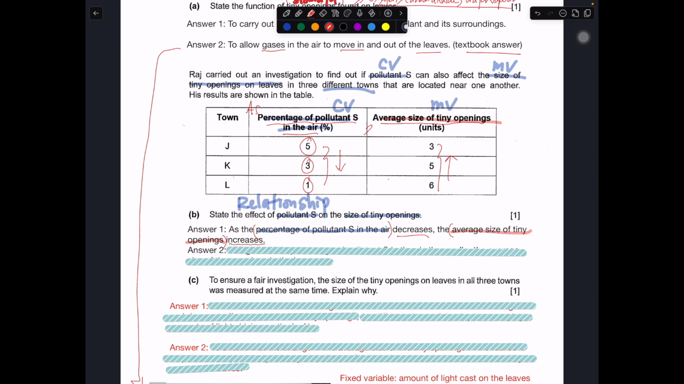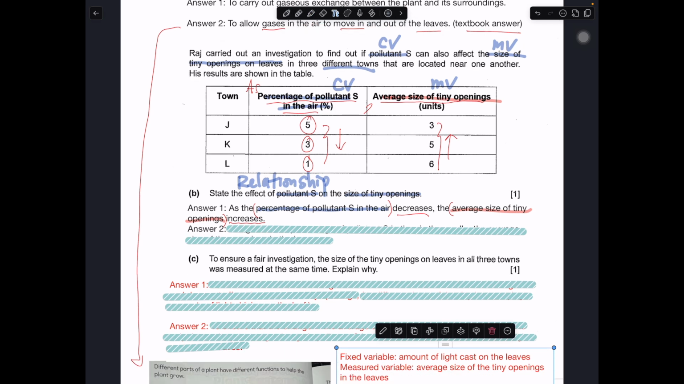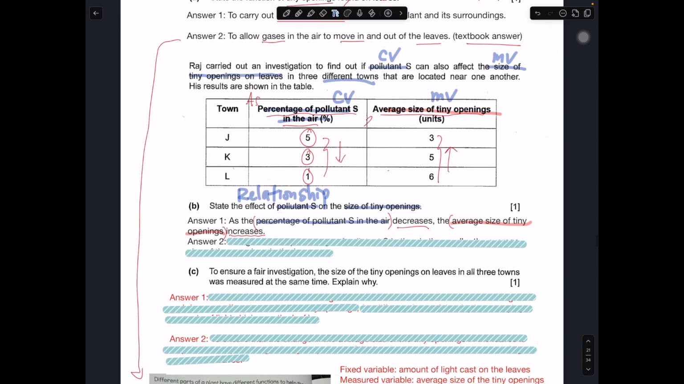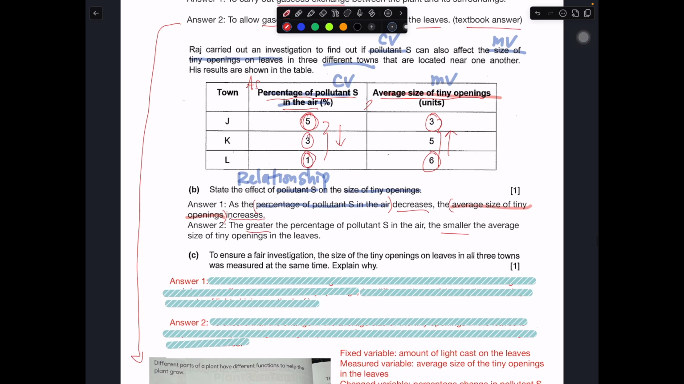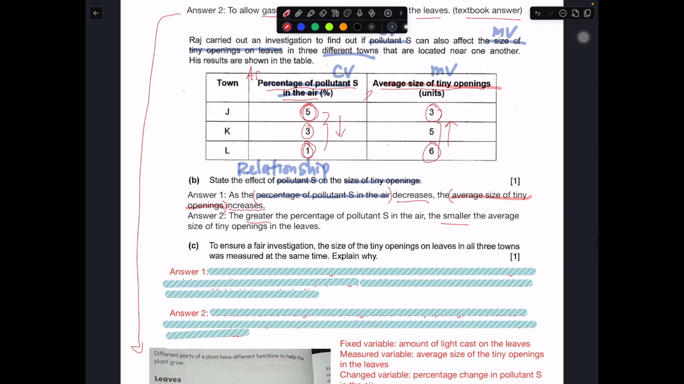Or you can do it this way. You see that this part over here, the number is larger, then the tiny openings is smaller. So when the percentage of pollutant S becomes smaller, the tiny openings become larger. So it tells you that the greater the percentage of pollutant S in the air, the smaller the average size of the tiny openings in the leaf. You can do it this way as well. Either way will be fine. The more S in the air, the smaller the size of tiny opening. Basically, this is what it means.